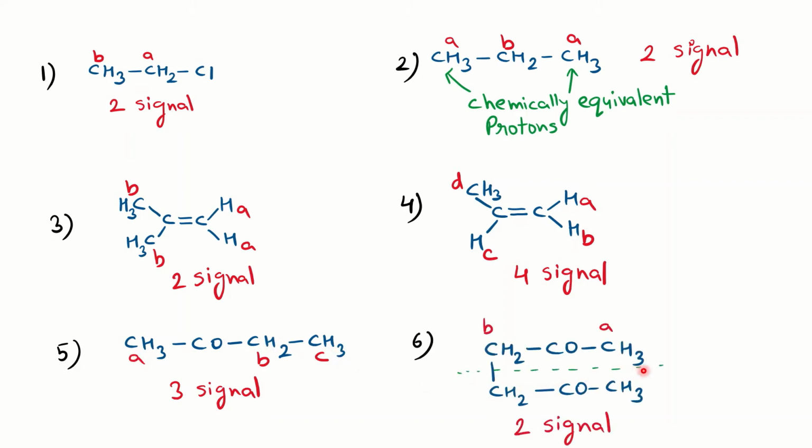In this molecule, you can notice the molecule has a plane of symmetry. So we'll get only two signals, one for the methyl, the other for the CH2. But the peak area will be 6H and 4H for this. The other half is giving you the same signal. So the two methyls are chemically equivalent and the two CH2 are chemically equivalent.